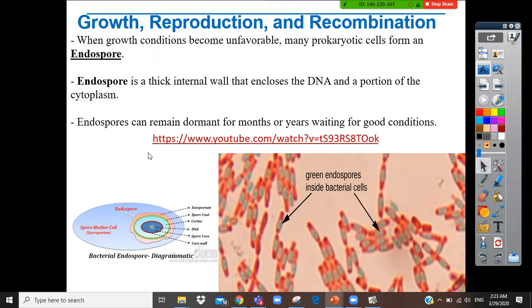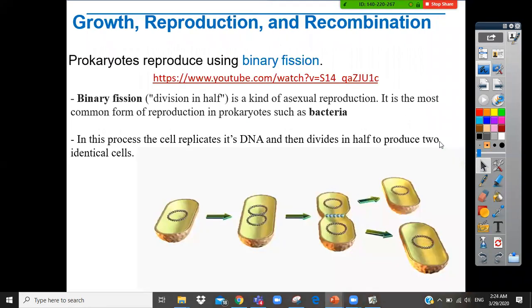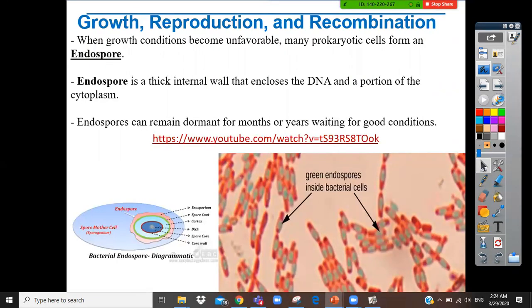If you notice, here you have links related to this slide. So whenever you find this link, please go to it. It explains more about the slide that we're talking about. Here you will find that it's explaining about the endospores, and for the previous one you have an animation for binary fission. So please use these links to understand more.